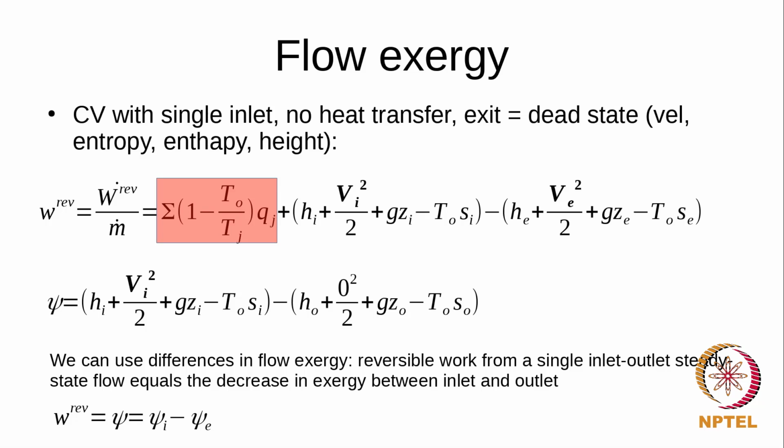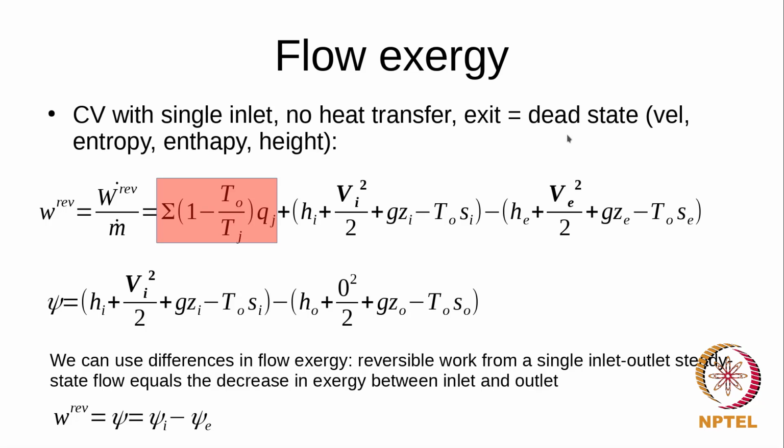But in the ideal case, as we said, we expect that at the outlet things are at the dead state. Let us look at a control volume without any heat transfer. The exit of this control volume is a dead state. So at dead state, our kinetic energy is 0. The velocity of fluid going out is very, very close to 0. The kinetic energy is 0.